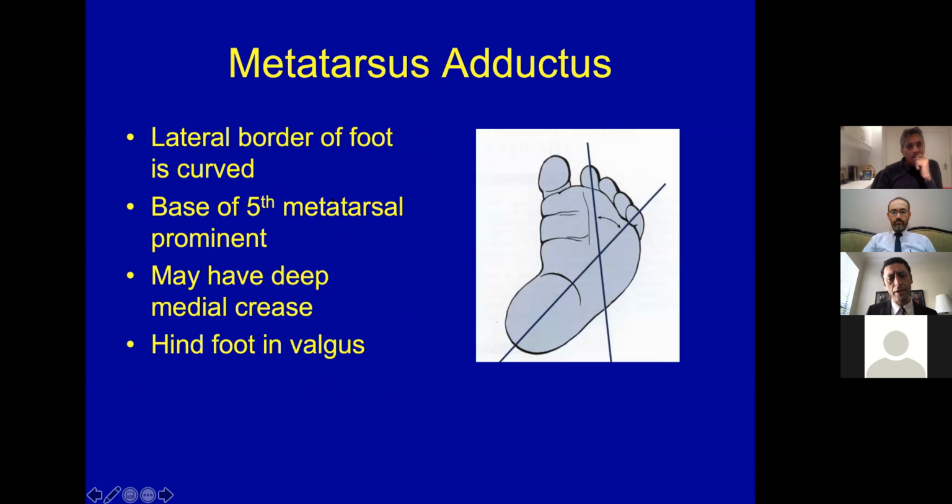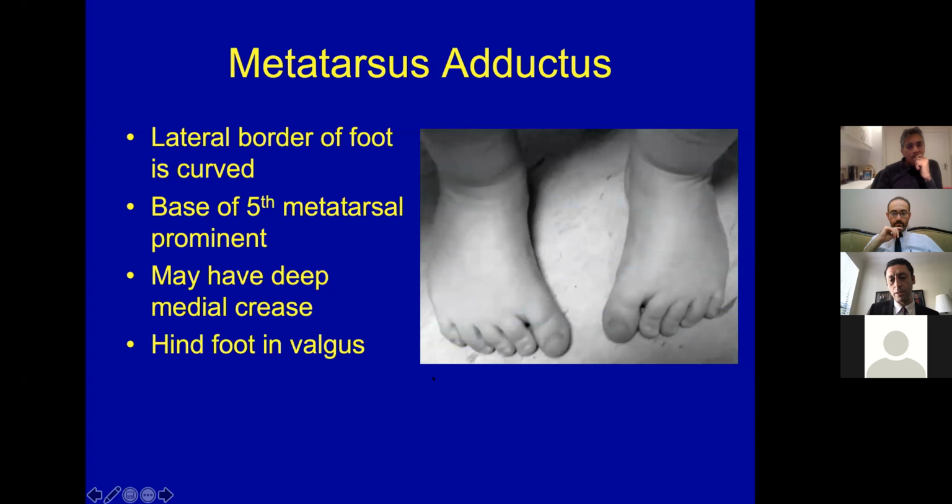On full examination of metatarsus adductus, the lateral border of the foot is curved. The base of the fifth metatarsal is prominent. It may have a deep medial crease, and the hind foot is in normal alignment, compared to the club foot with the hind foot inverted. So the hind foot in patients with metatarsus adductus is in normal alignment or a little bit of valgus. This is the appearance. If you don't examine the patient carefully, you can assume the patient has in-toeing gait, but actually the tibia and femur alignment looks good. It's just the foot that has a problem with metatarsus adductus.